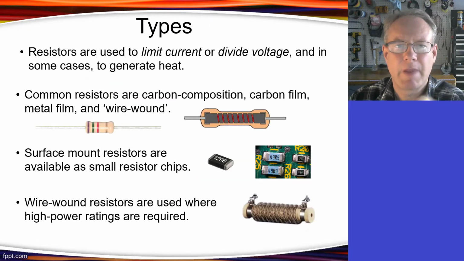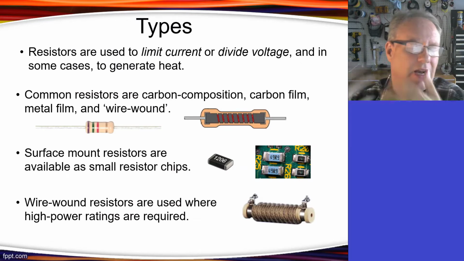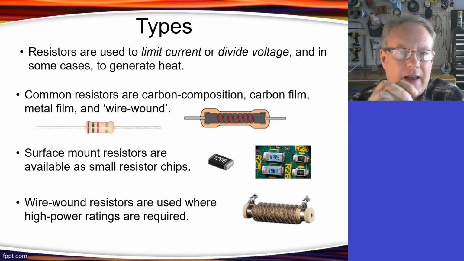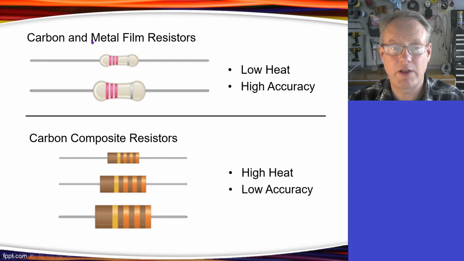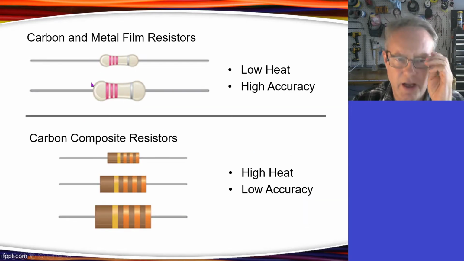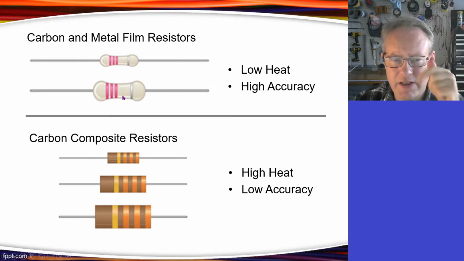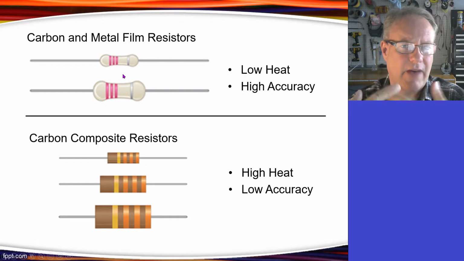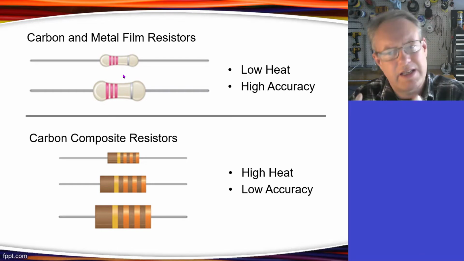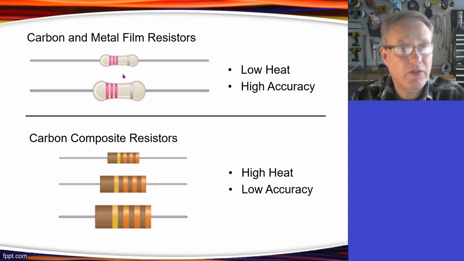Okay, let's move on. So these are different types. We have a few different types essentially, and we have 2 that we'll see in components, and they look like this. I'll go back to that other slide. So we've got this guy and this guy, and these have more accurate values, but they're not as good at dissipating heat. So they're metal film resistors.